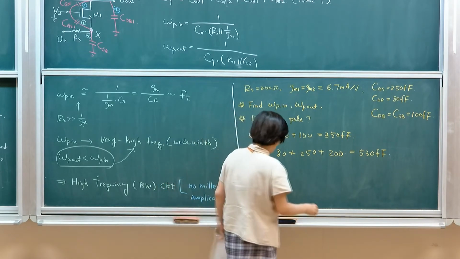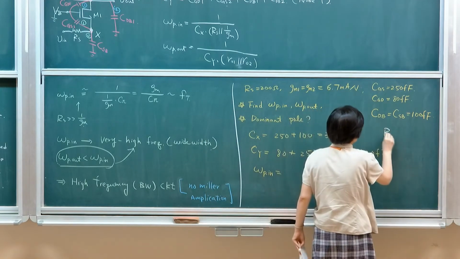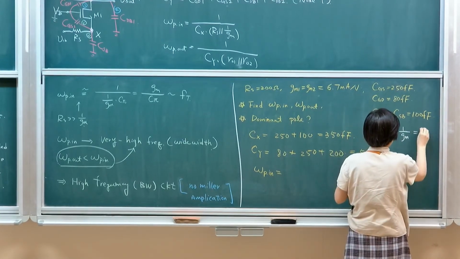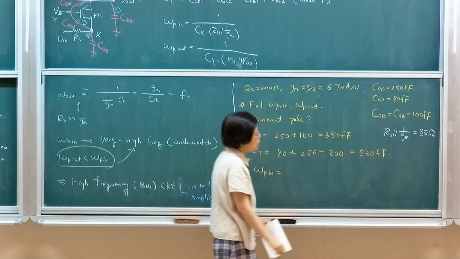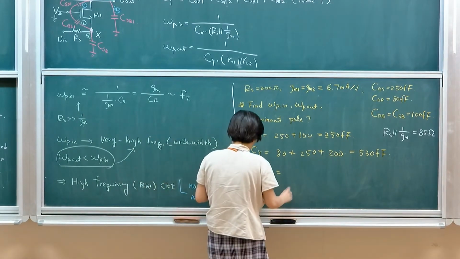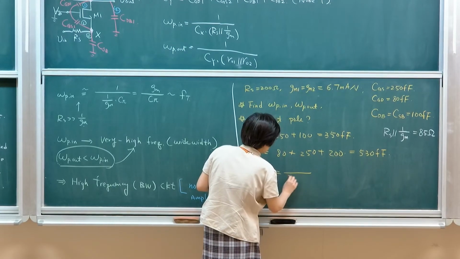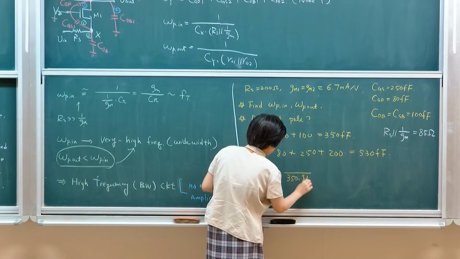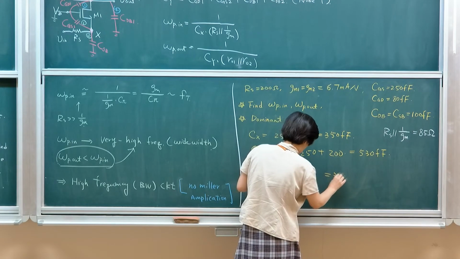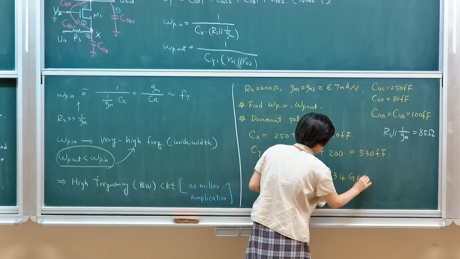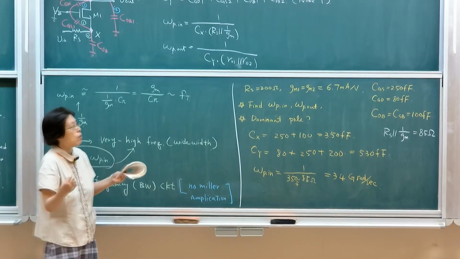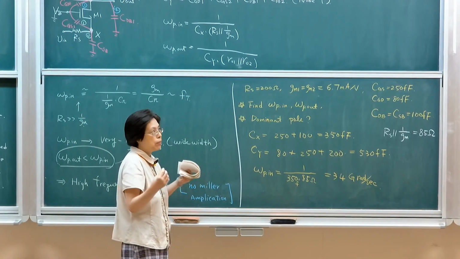Before we do that, we need Rs in parallel with 1 over gm. Since we already know the gm, this will give us about 85 ohm. You simply insert the numbers to find the resistance at the input terminal. So this gives us 250 femtofarad times 85 ohm, and that will give us about 34 gigaradians. This is a very high frequency, as I said, very close to FT, because this is very high gm over Cpi.